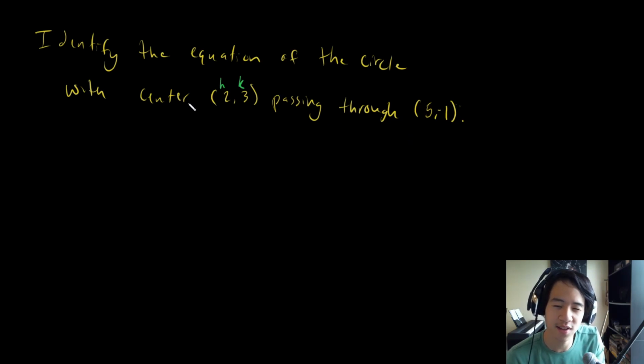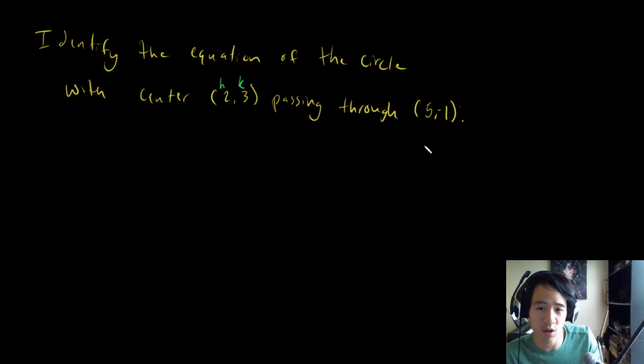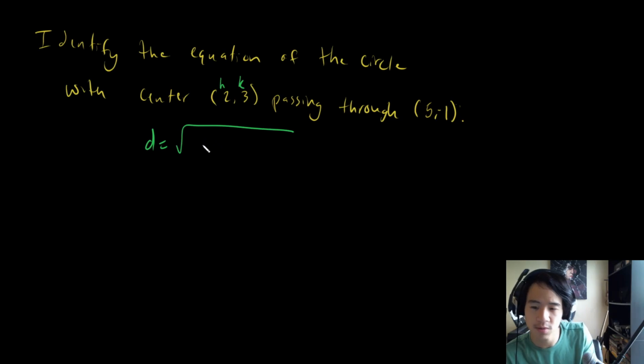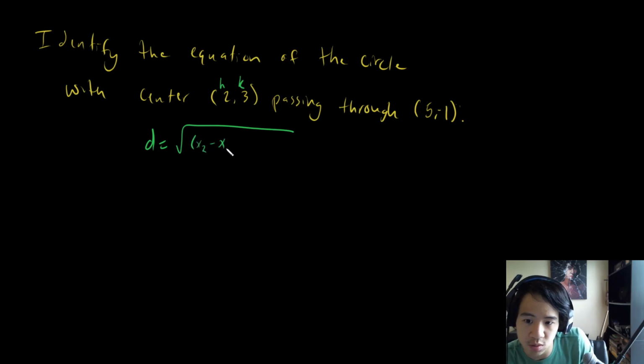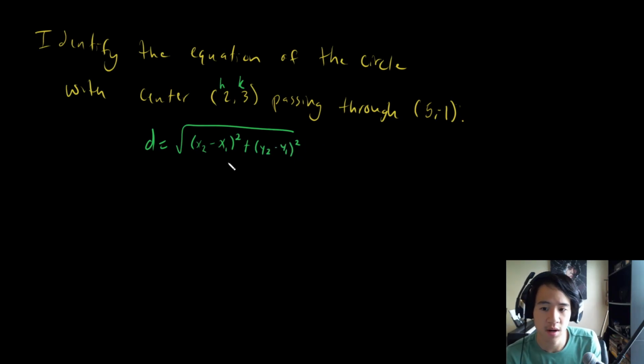So if it has a center of something and then it passes through a point, what we can do is find the distance between those two things, and that'll be our radius. So here's the distance formula. We have d, our distance, is equal to the square root of x2 minus x1, so the difference between our x's, and then squared, plus the difference between our y's, so y2 minus y1 squared. All right, so we just got to find our distance, and then we can plug it all in. So this will be our radius.